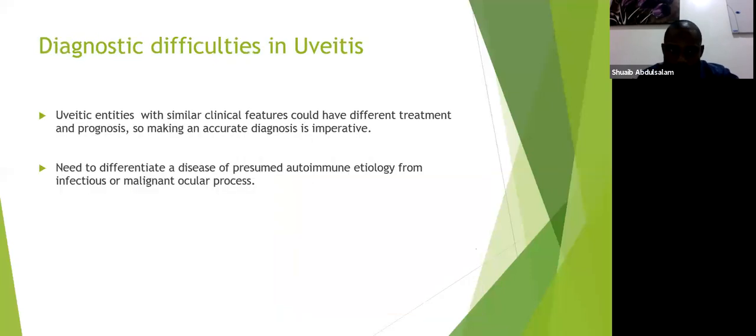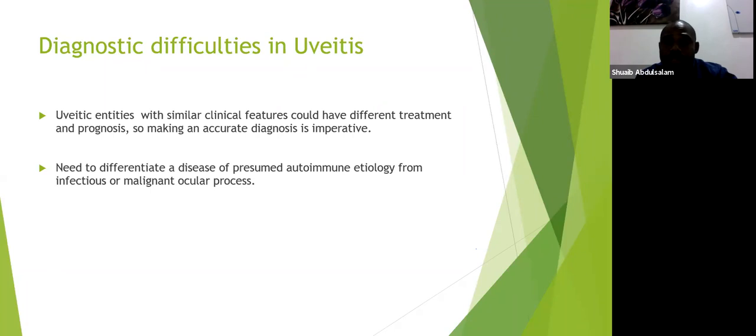So we'll briefly look at diagnostic difficulties in uveitis. Like Professor Onokwe pointed out, the uveitic entities could present with similar clinical features, but they could have different treatment and prognosis. So making an accurate diagnosis is very important. Like she pointed out, if, for example, you have a patient that has an infectious uveitis, and you end up giving steroid, you could make the whole thing worse.